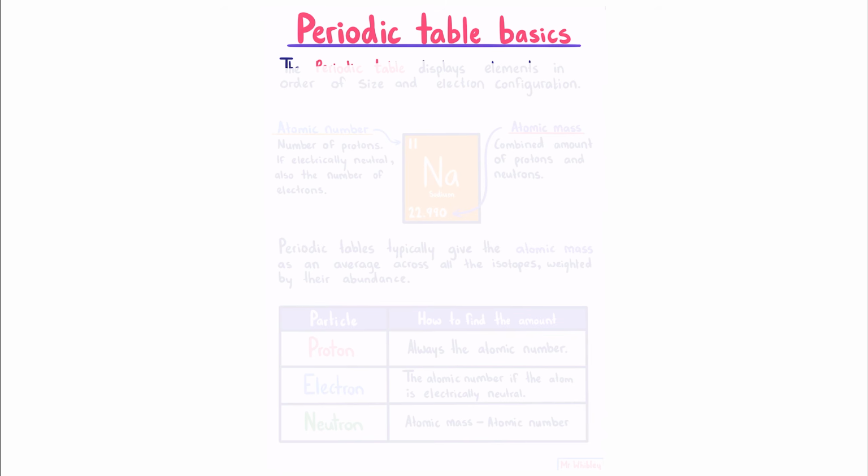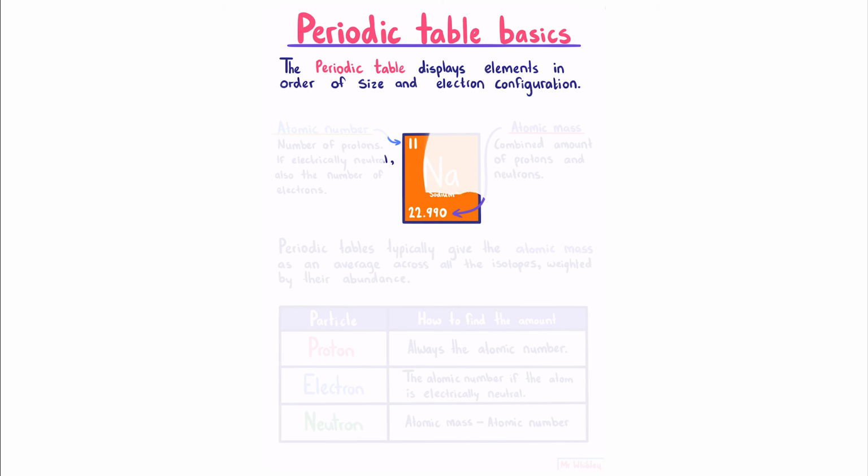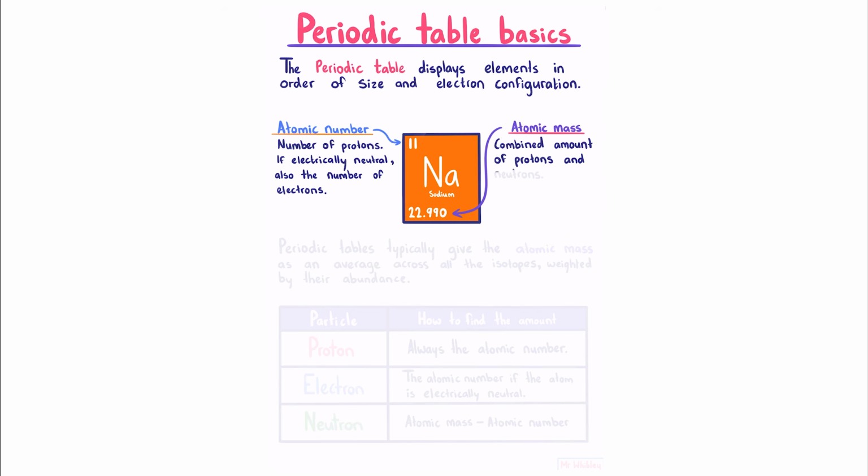Periodic table basics. The periodic table displays elements in order of size and electron configuration. From our element symbol, we have our atomic number, which is the number of protons, and if the atom is electrically neutral, it is also the number of electrons. And our atomic mass is the combined amount of protons and neutrons.